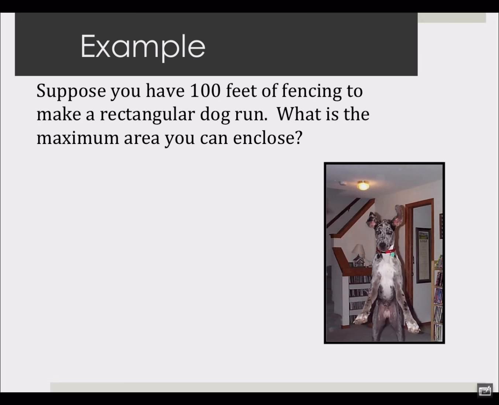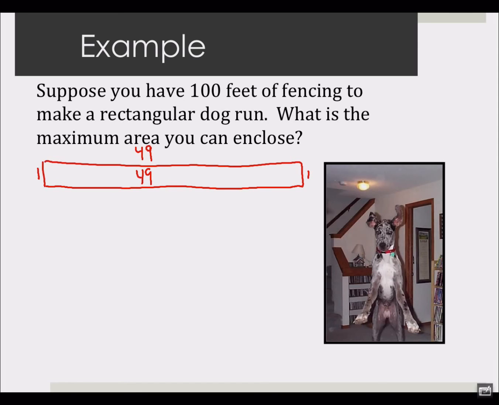Let's suppose you are a sick and twisted individual and you're building a dog run that is 1 foot wide. Depending on the size of the dog that you have, they could run and then moonwalk all the way back. How long, and think before you answer, how long is that dog run? 49 feet. Awesome, 49 feet. Because this would be 1, so that's 100 minus 2 is 98, divided by 2 would be 49. And therefore that poor dog would have only 49 square feet to run around in.